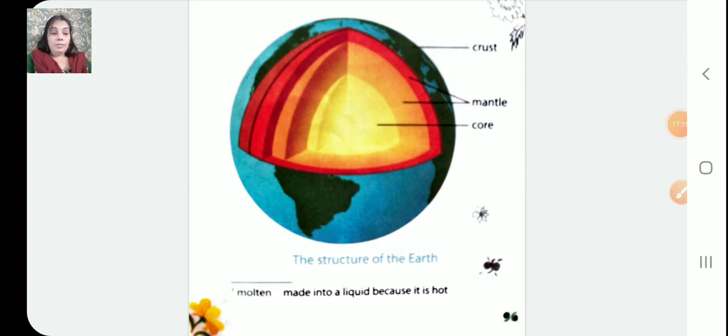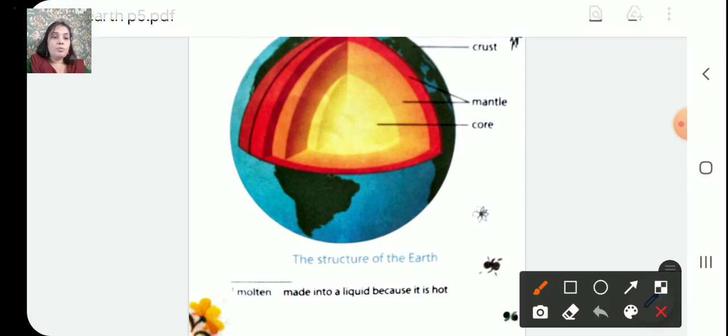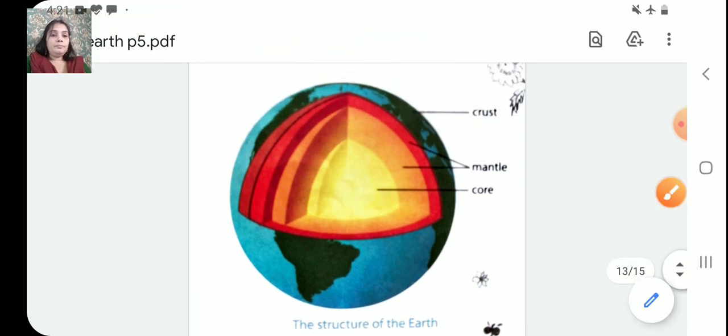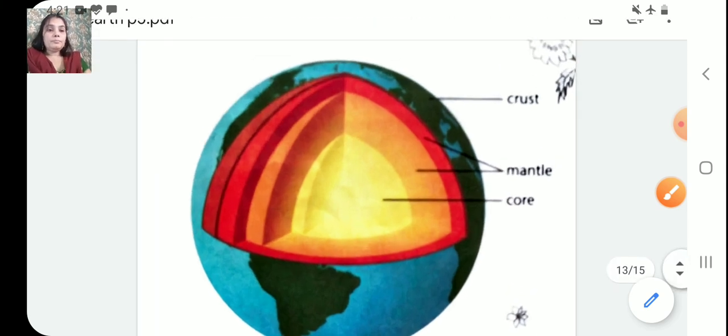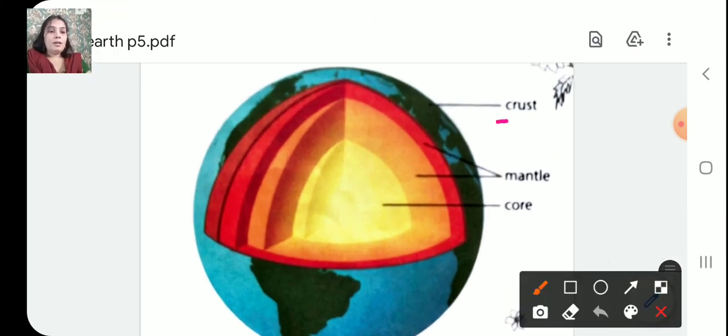It is believed that the earth is a huge ball of rock. Now let us learn about the structure of the earth. The outermost is the crust, then the mantle, and the innermost is the core. In the next class, we'll be learning in detail what the crust, mantle and core are.